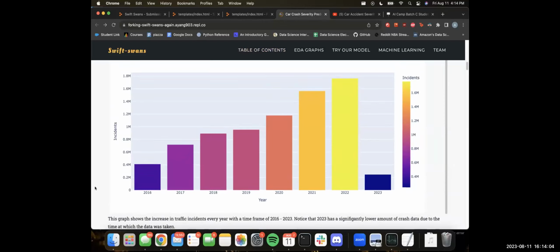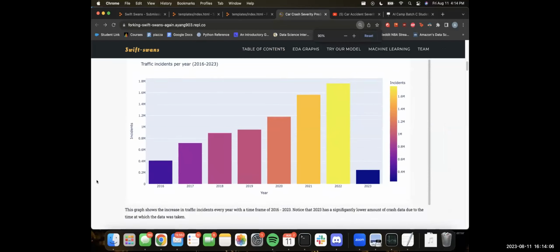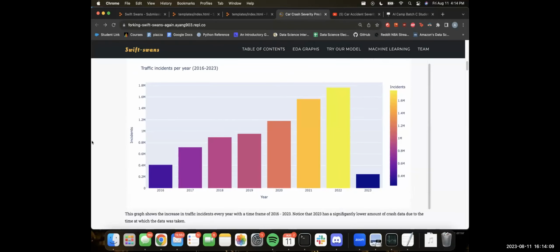Yeah, so this is one of my graphs. This is just a graph of all of the traffic incidents that were in the data set, categorized by year. So you can see the steady increase up until 2023 because it hasn't ended yet. I think it ended around March where the data was taken. But it just keeps increasing with the reported data. Even in 2020, it's still pretty high.